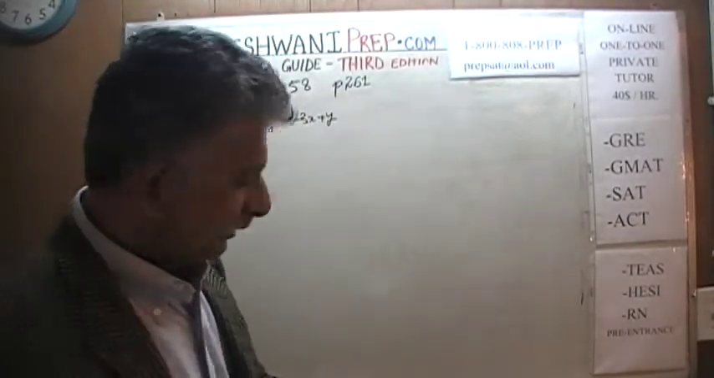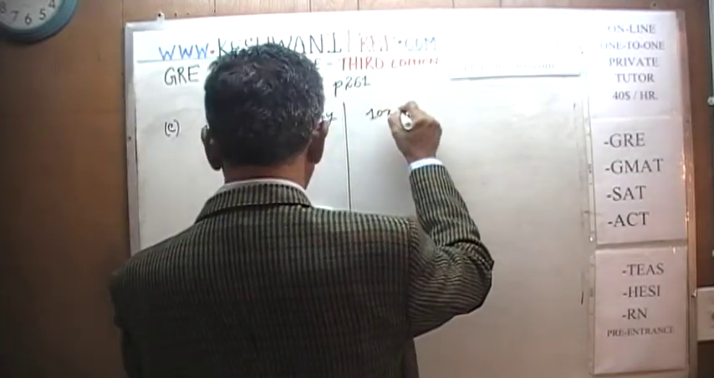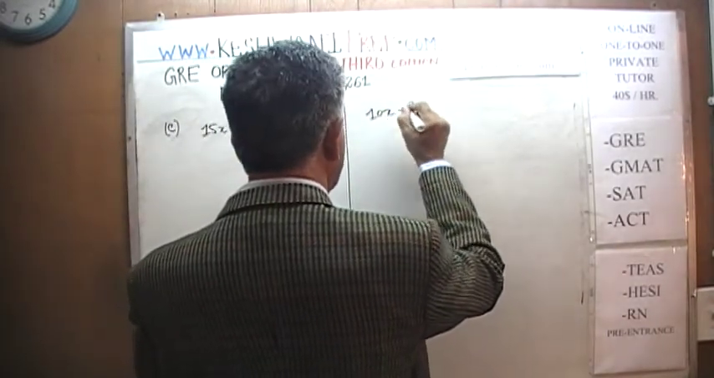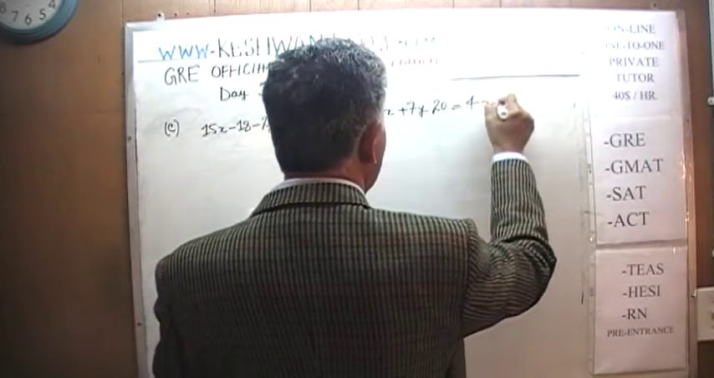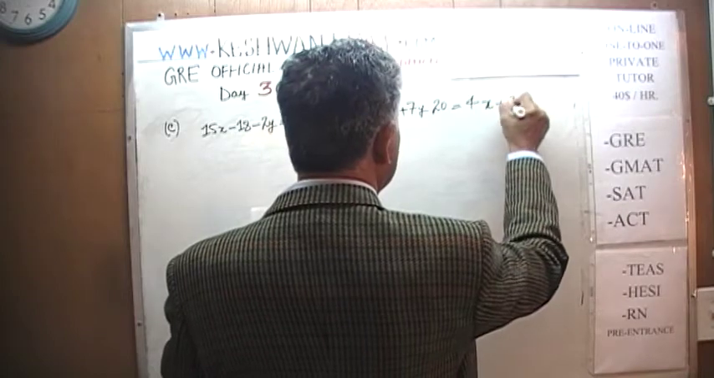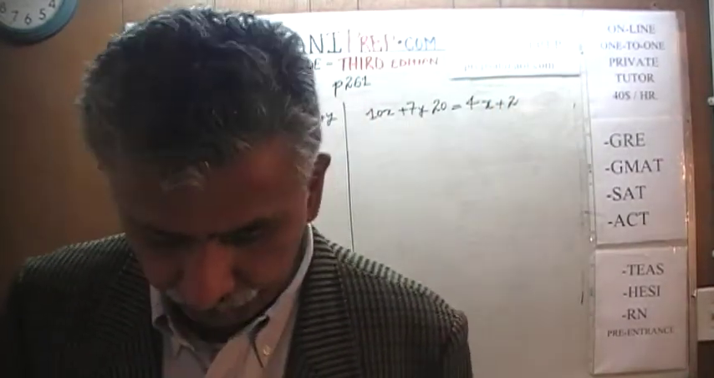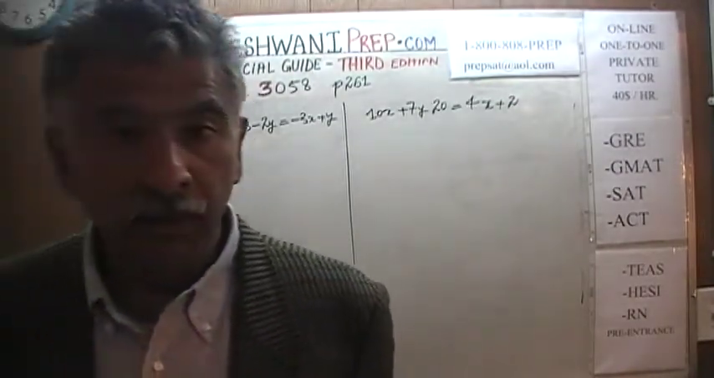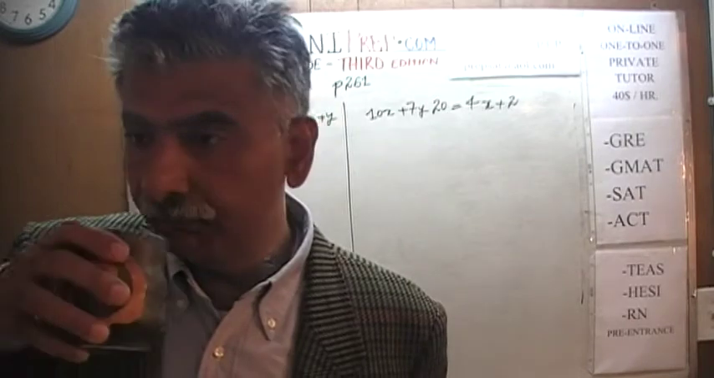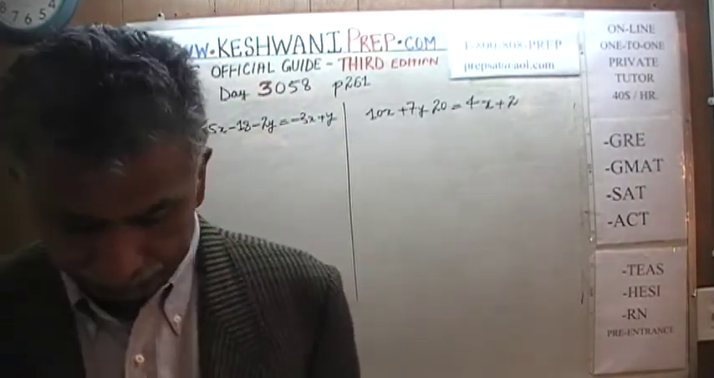So the second equation is 10x plus 7y, we are told, plus 20 has to equal 4x plus 2. I keep checking because I want to make sure that I did not end up copying something wrong, because that would not be good.